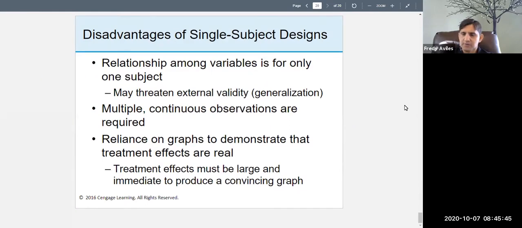One disadvantage, and it's a very important one, is that the relationship among variables is only for one subject. So they may talk about cause and effect, right? But it's really one subject. That threatens external validity. Can you really generalize from one subject? So the drug worked for one person. Let's say it worked for Trump. Is it really going to work for everybody else?